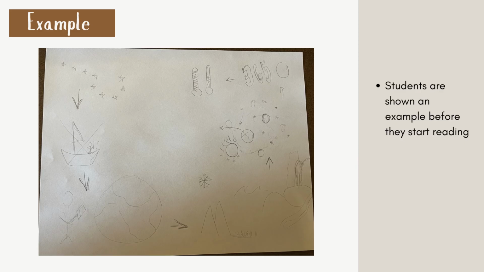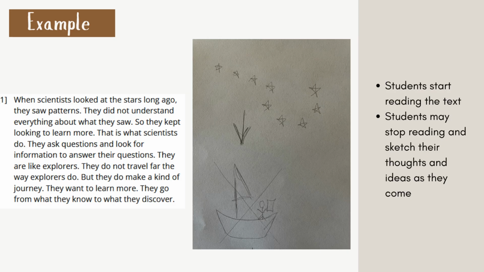So, an example of this is we start with showing them the example before reading. So, here's my example from our reading about the solar system. And then here we see that this would be like the first step. So, they start reading the text and then we stop and sketch their thoughts and ideas as they come.